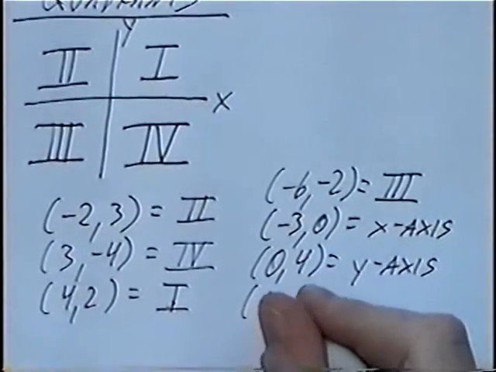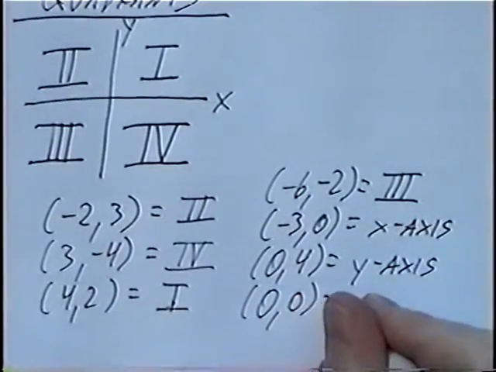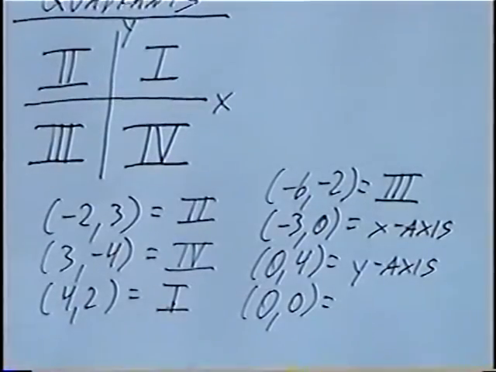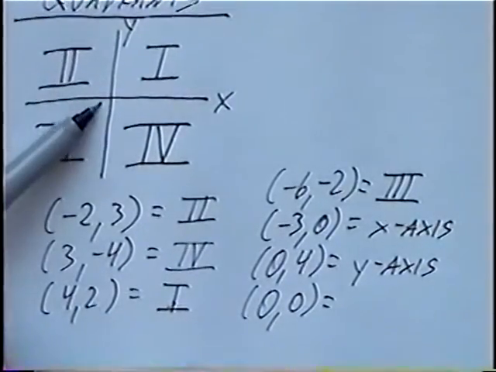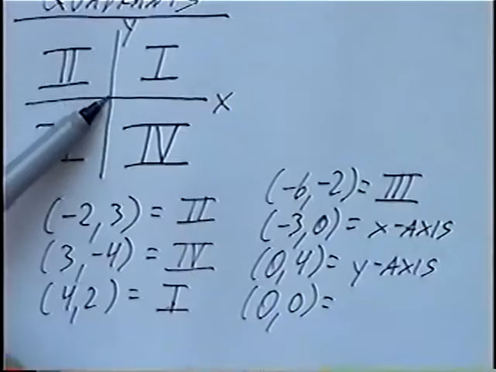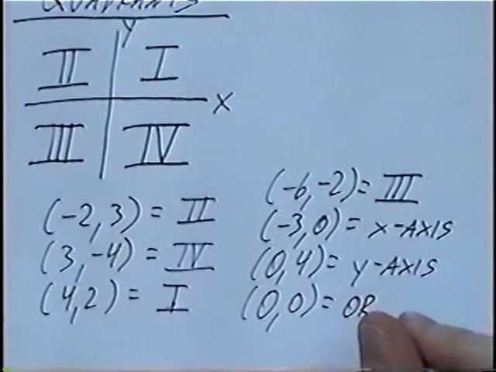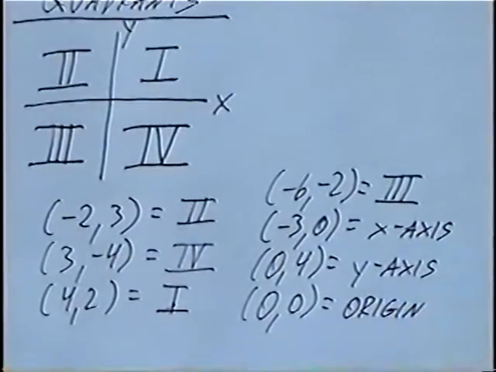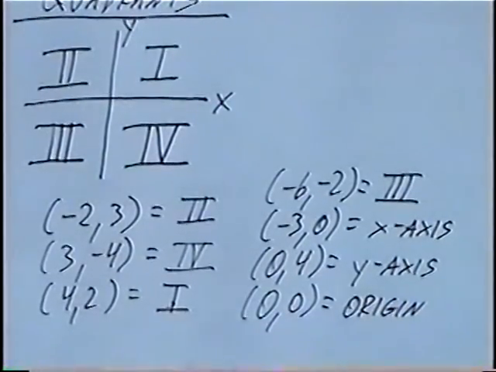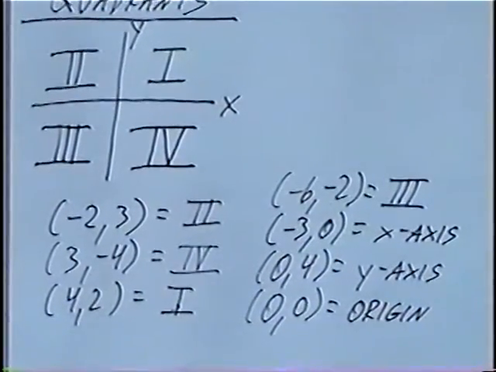And last point we'll look at is (0, 0). 0 for x would be in the middle. 0 for y would stay in the middle. And the middle point is called the origin. And that would be the quadrants for graphing an XY axis.